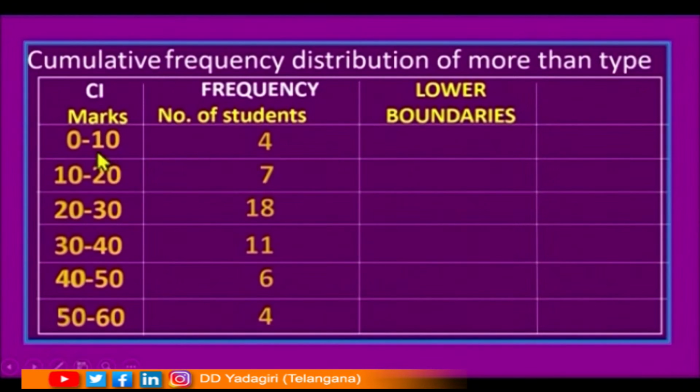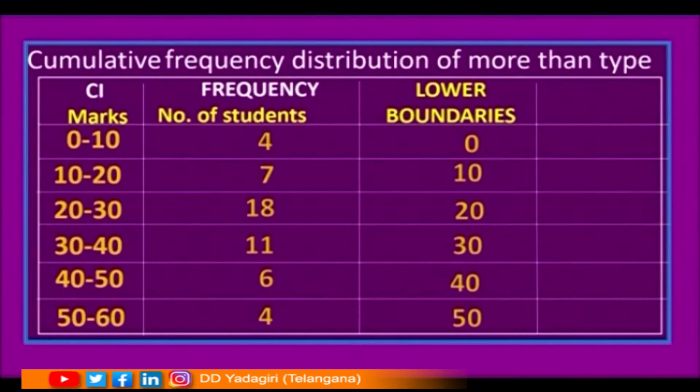So what are the lower boundaries here, children? Here in 0 to 10, the lower boundary should be 0. So the first value is going to be 0. Likewise, the second value is going to be 10. Next, you get 20, you get 30, you get 40, and finally you get 50. So these are the lower boundaries of the class intervals.